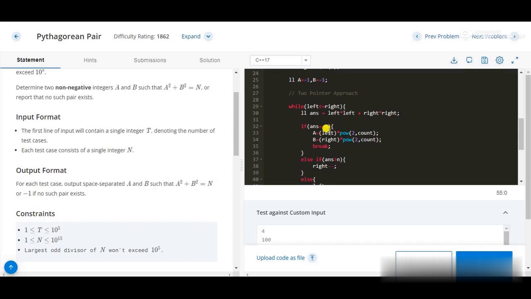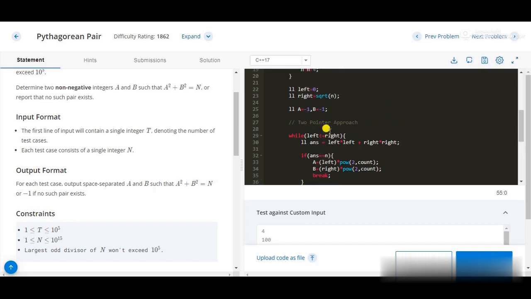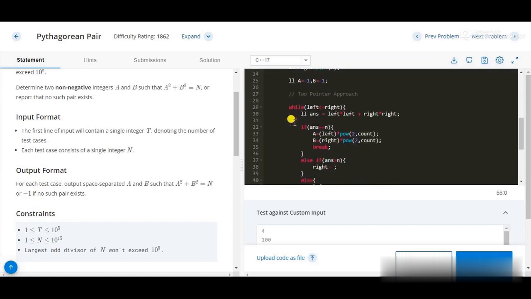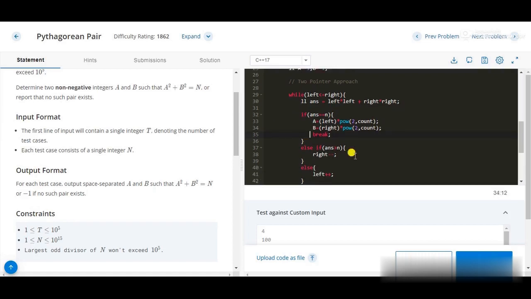We need to perform the left shift operator here, as we have counted the number of times we have divided the number by 4. That many times we need to perform the left shift operator on that a and b. Here we have done that only. If we do not get any number, we simply continue the operation.